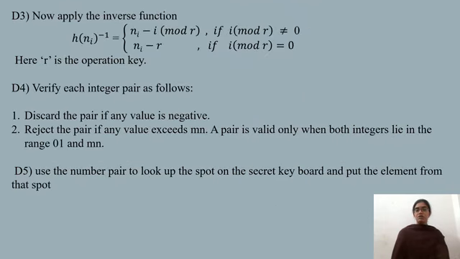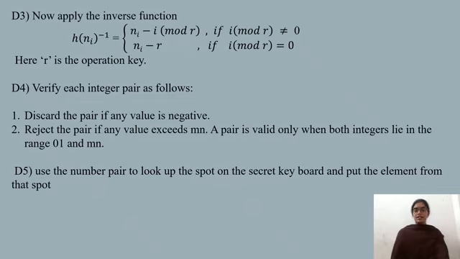Now apply the inverse function h of ni inverse. If i mod r is not equal to 0, then we use ni minus i mod r. If i mod r is equal to 0, then we use ni minus r, where r is the operational key. Then the next step is to verify each pair as follows. Discard the pair if any value is negative. Reject the pair if any value exceeds mn. A pair is valid only if both integers lie in the range of 0, 1 and mn.